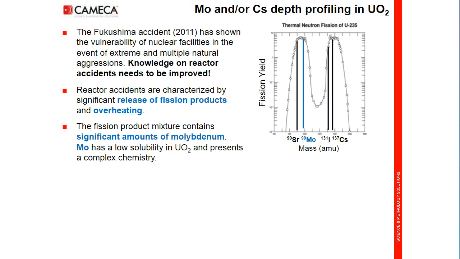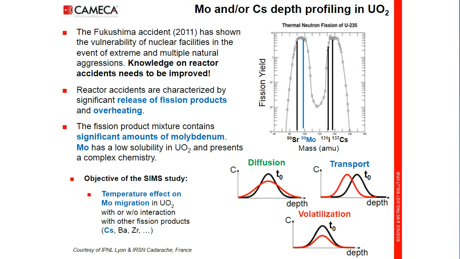The objective of this SIMS study was to investigate the temperature effect on molybdenum migration in UO2 with and without interaction with other fission products. We can see here schematically different types of migration processes that may occur: diffusion, transport, or volatilization.